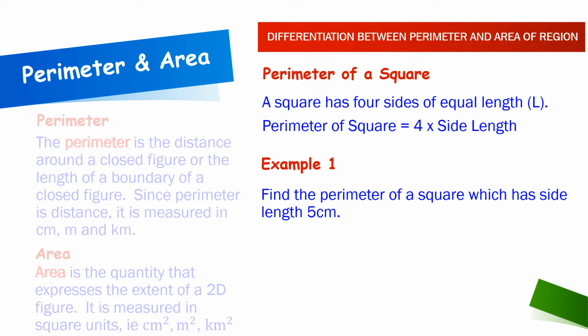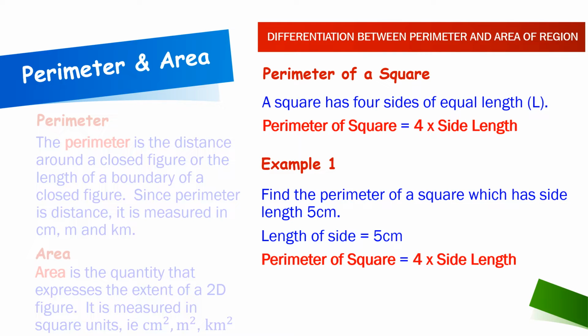So in this example, you're required to find the perimeter of a square which had side length 5 centimeters. So we have that the length of the side is equal to 5 centimeters. Therefore, since the perimeter of a square equals 4 times the side length, we have that this perimeter is equal to 4 times 5 centimeters, which equals 20 centimeters.